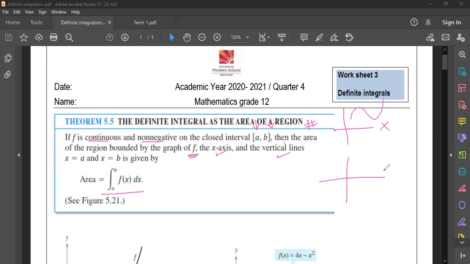Look here, if we have a curve of the function like this one, that is a, that is the closed interval b. So the area bounded by the curve of the function, the two vertical lines and the x-axis, this is shaded. The area of the shaded region will be the definite integral from a to b of f of x with respect to x.